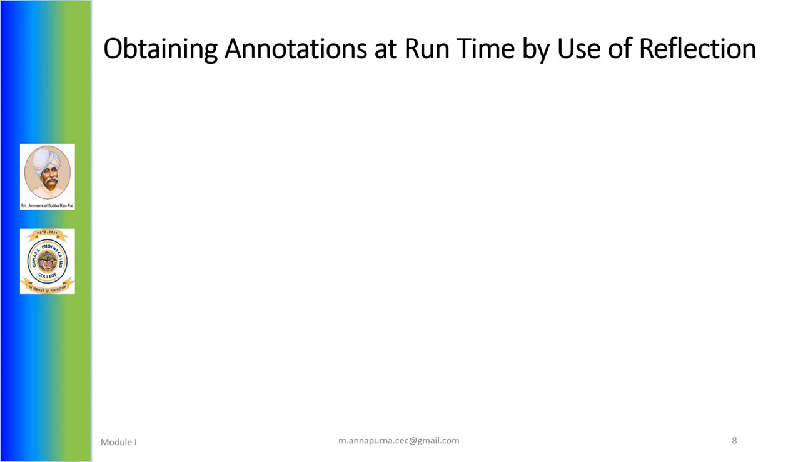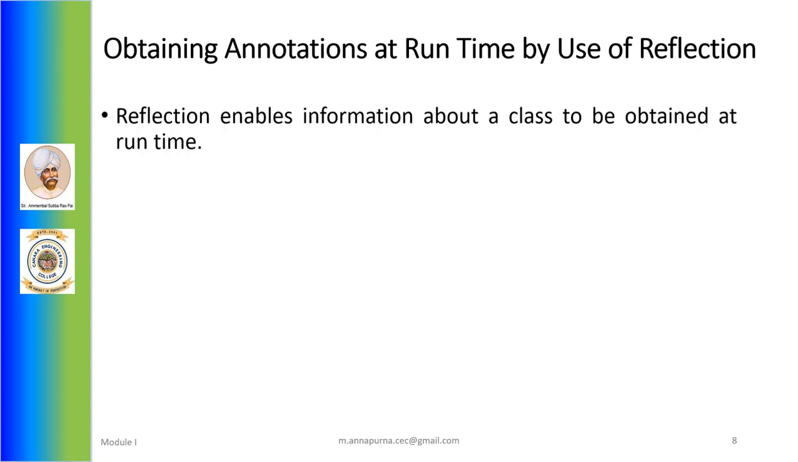Obtaining annotations at runtime by use of reflection. Although annotations are designed mostly for use by other development or deployment tools, if they specify a retention policy of runtime, then they can be queried at runtime by any Java program through the use of reflection. Reflection is nothing but a feature that enables information about a class to be obtained at runtime.